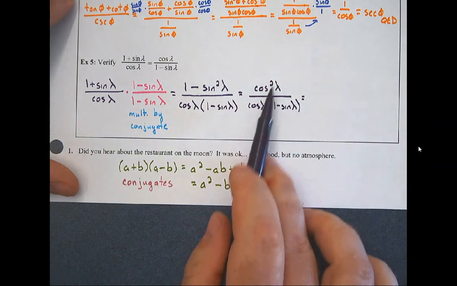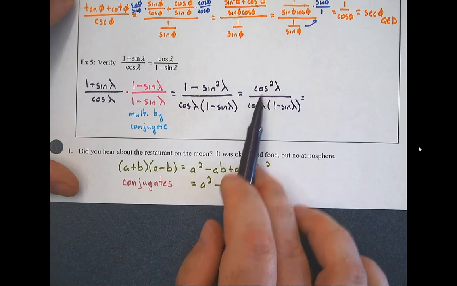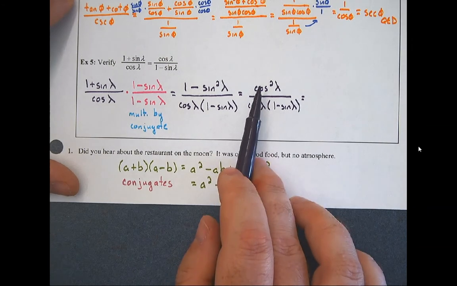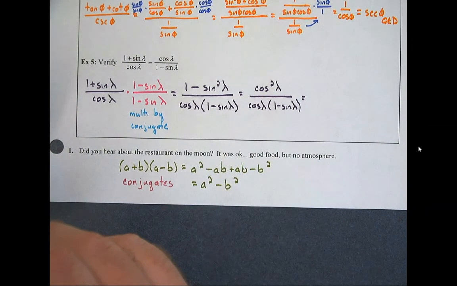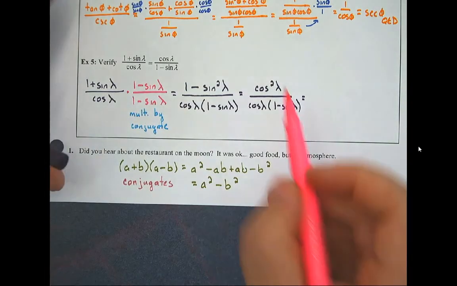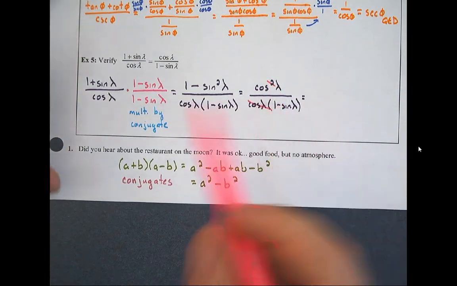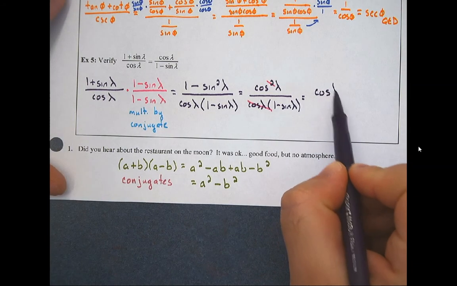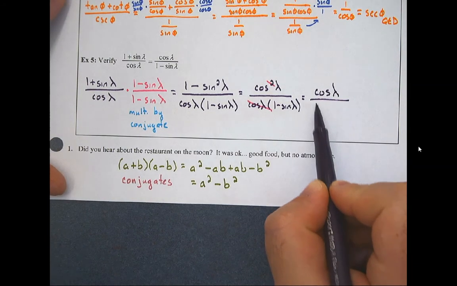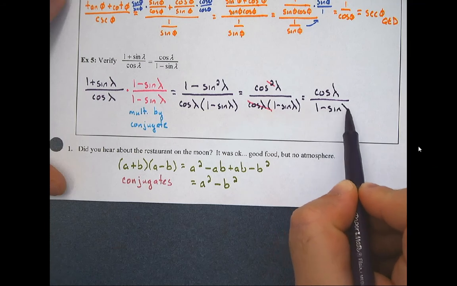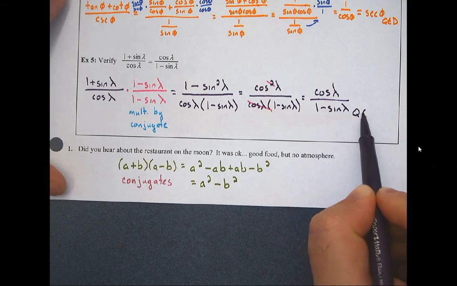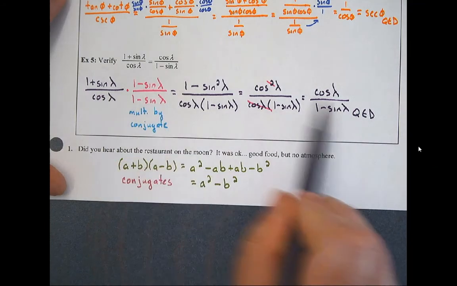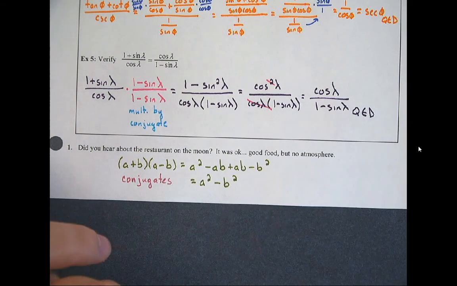All right, what do you notice? Do you see why I didn't want to distribute that cosine? I mean, I could have, and it still would have canceled, but now I've got two cosines on the top and one cosine on the bottom, so I can cancel those out. That leaves me with the cosine in the numerator and a 1 minus sine lambda in the denominator. QED. That's exactly the same as where we were supposed to end up.